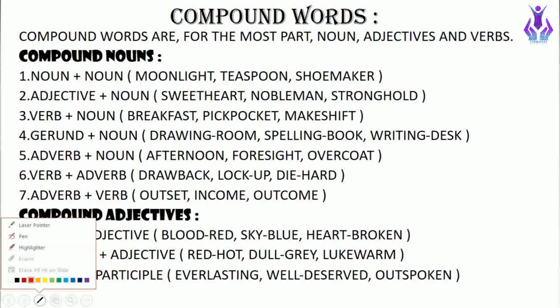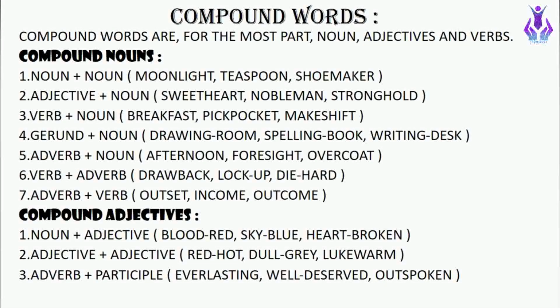So noun and noun: we will take the example of noun and noun, as we have these two simple words, primary words, moon and light. So we join them together and we form a compound noun. The next one is teaspoon. Another is shoemaker. We have many examples of these. For example, we can say chessboard, armchair or airman. There are so many examples of these.